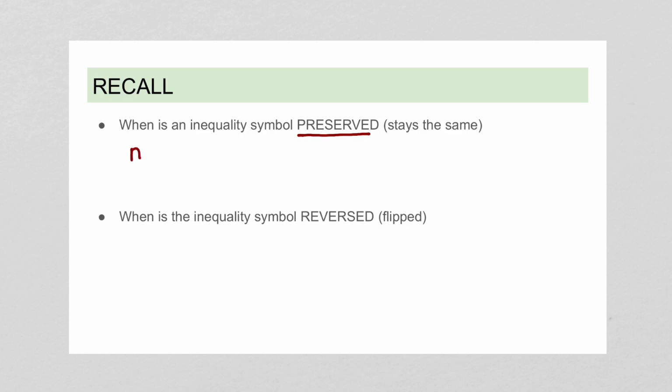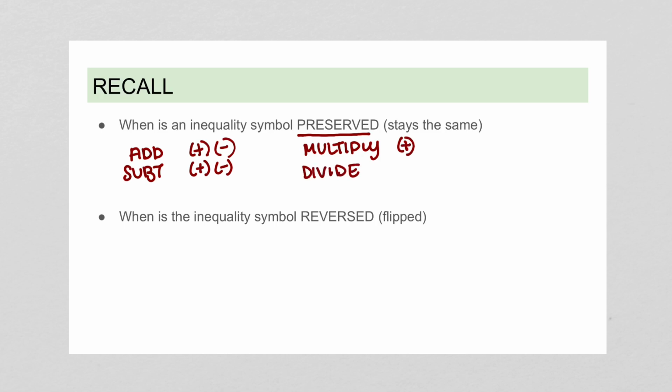Well, we know we can add, and we can add positives or negatives, doesn't matter. We can subtract positives or negatives. We can multiply positives, and we can divide positives. When we do any of those things, it does not affect our inequality symbol. The symbol is preserved.